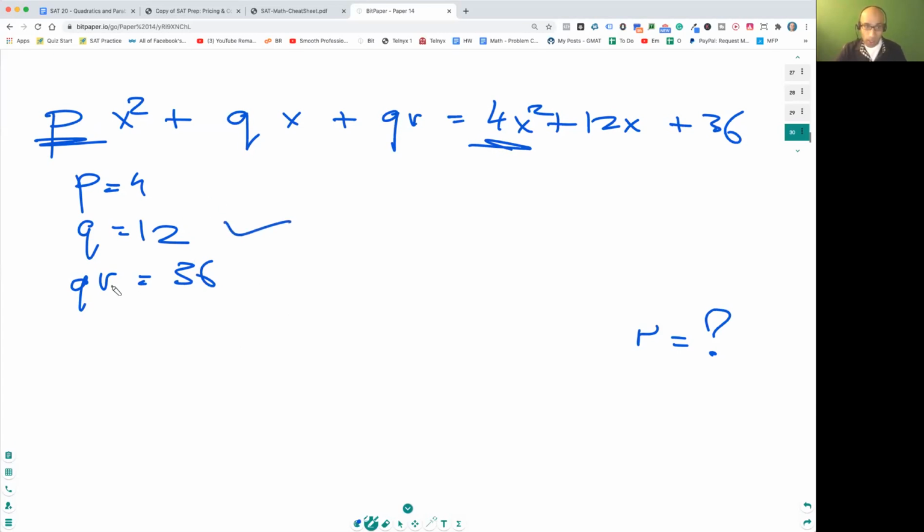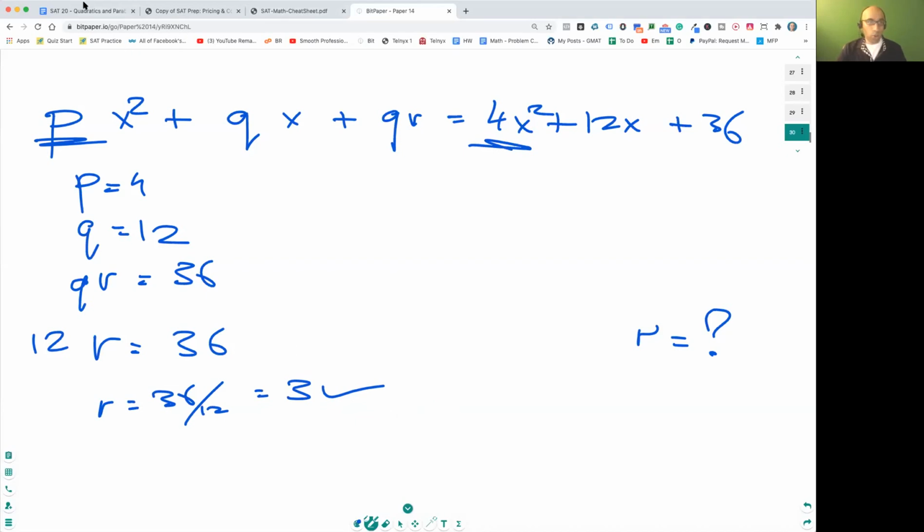So q is equal to 12, and so qr is 36. Of course, you know r is equal to, you've got 12r, right? You can substitute this. This is almost like simultaneous equations, the system of equations. So r is equal to 36 over 12, which gives you 3, and that's your answer. Super easy question.